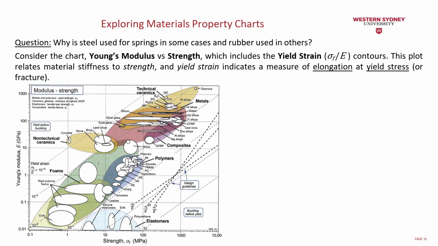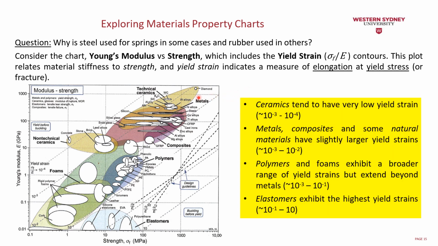So what do we notice here? Again, the ceramics tend to have a very low yield strain. The metals, composites, and some of the natural materials have a slightly larger yield strain value. Now let's check that. The ceramics are the top one, the technical ceramics, and diamond is one of them. It has a very low yield strain value. Then we go to the metals and the composites, the purple one, which have a slightly larger yield strain value.